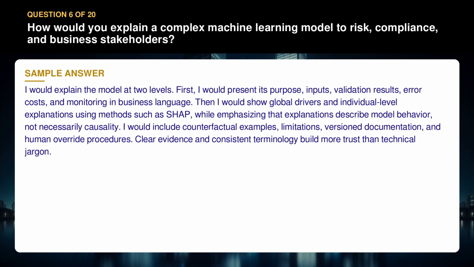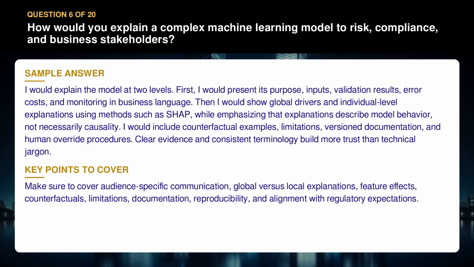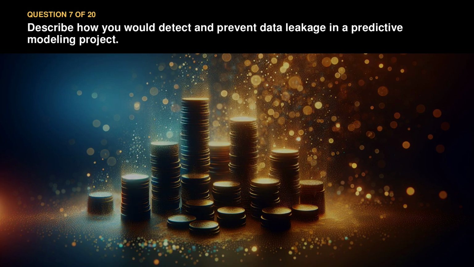behavior, not necessarily causality. I would include counterfactual examples, limitations, version documentation, and human override procedures. Clear evidence and consistent terminology build more trust than technical jargon. Make sure to cover audience-specific communication, global versus local explanations, feature effects, counterfactuals, limitations, documentation, reproducibility, and alignment with regulatory expectations.